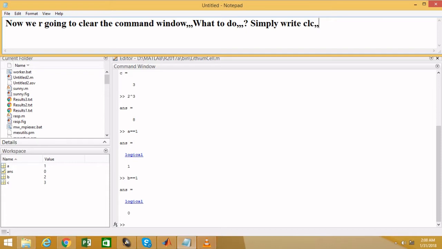Now we are going to clear the command window. Simply write clc, which means clear screen.